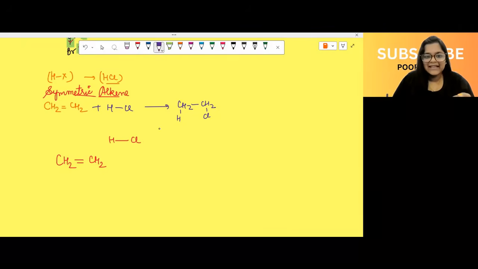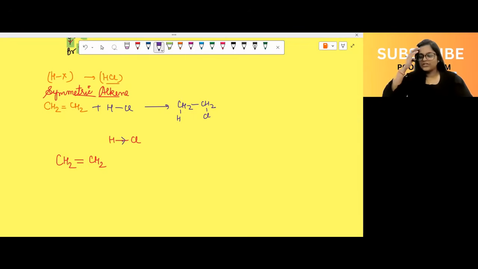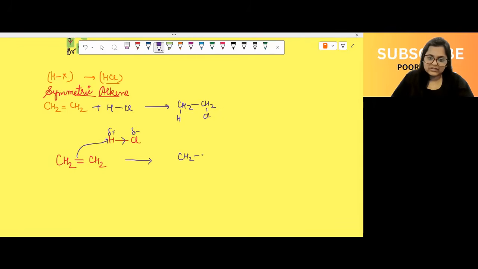We know that HCl is a polar compound. So electron cloud will shift towards the chlorine atom. And this will become a partial positive and this is partially negative in charge. This partial positive will get attracted by this double bond. Correct? So what will happen? Hydrogen will come and get attached to it.